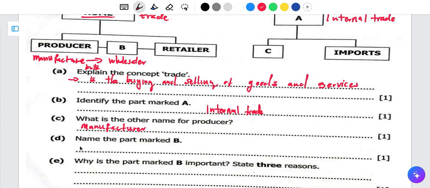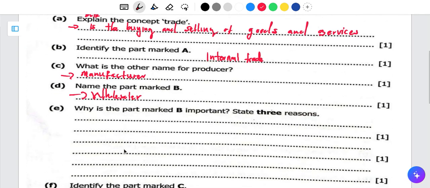Then for question D, name the part labeled B. Part labeled B refers to the wholesaler. The wholesaler is the link between the retailer and the producer or the manufacturer. So that's a wholesaler.